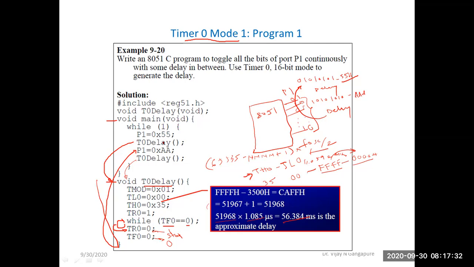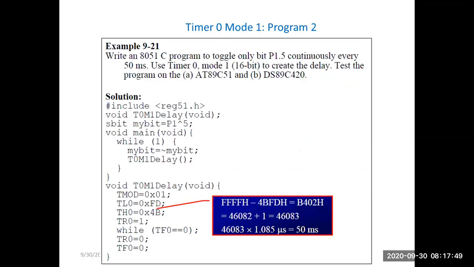So after each 56.384 millisecond, the port pins of port 1 will get toggled. Okay, so this is the program. Now we will move to the next program. Write an 8051 C program to toggle only bit P1.5 continuously every 50 millisecond. Use timer 0 mode 1, that is 16-bit mode, to create the delay. Test the program on these two microcontrollers.